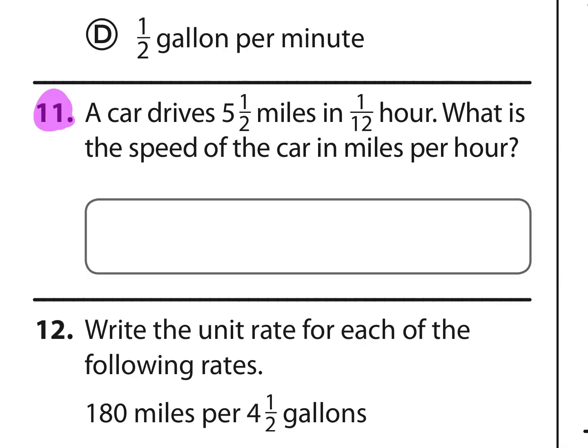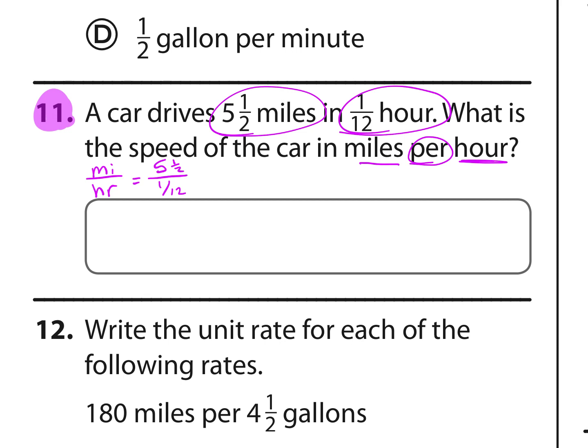Number 11, a car drives 5.5 miles in 1/12 of an hour. What is the speed of the car in miles per hour? So we're going to start here with miles per hour. We're going to take the number of miles, 5.5, and divide it by the number of hours, 1/12. So I'm dividing a mixed number by a fraction, so let's start by changing that mixed number to a fraction. We'll go around the world. The denominator 2 times the whole number 5 is 10, plus the numerator 1 is 11. So we got 11 halves.